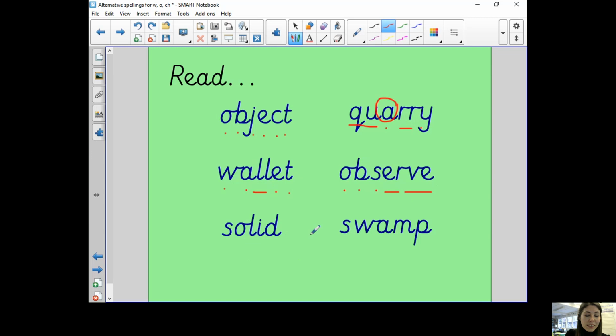Now let's have a look, see if you were noticing Bush Baby and found those letters representing the O sound. Here we have s, o, l, i, d, solid. Here we have s, w, o, m, p, swamp. I know that Shrek lives in a swamp. That sneaky letter A making the O sound.